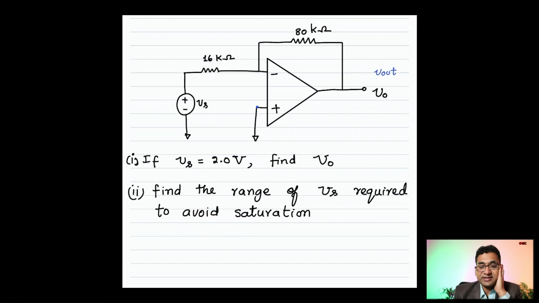And the problem has two parts. The value of Vs is given, the input voltage that is applied to the negative terminal. Now, we are supposed to find out V out. That is the first part of the problem, right? Now, there is a second part to the problem, which is find the range of Vs required to avoid saturation of the OpAmp. So we are going to look at both parts of the problem.